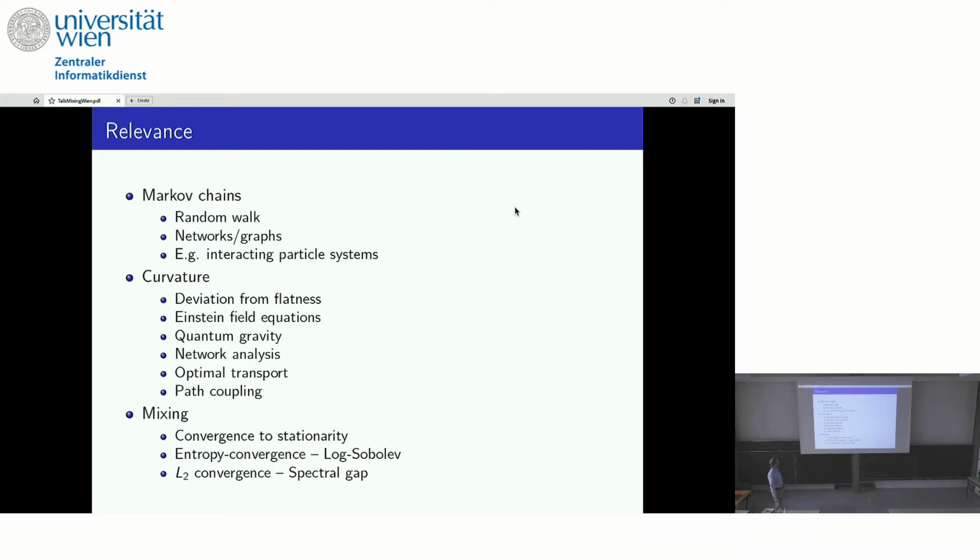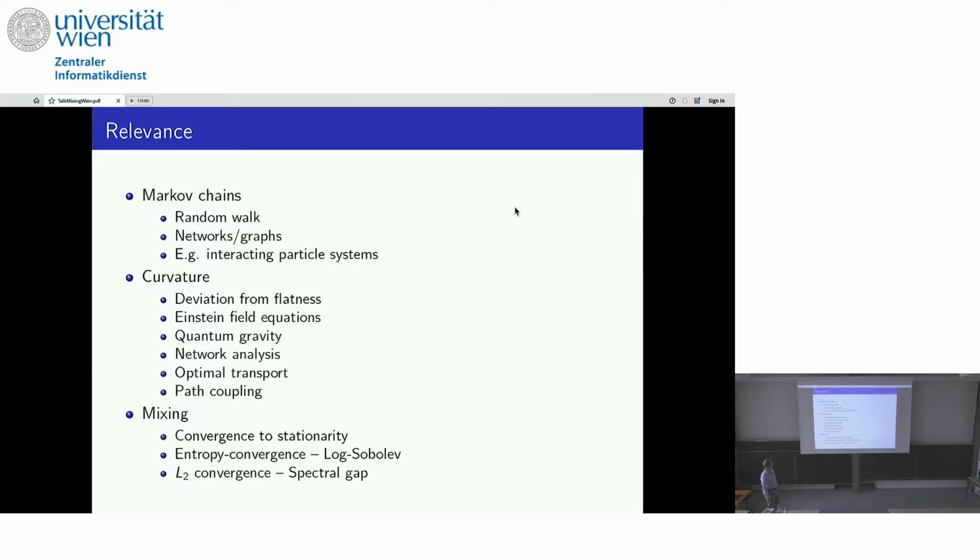Then, very generally, what is curvature? It denotes the deviation from flatness, and it's a very useful concept in general. Basically the whole conference is about curvature. A few applications of discrete curvature are, in particular, quantum gravity, where there have been a few works about it. Then in applied network science, you can do network analysis. It has also been used for optimal transport, and the path coupling method is one of the key features I will talk about and how this is used.